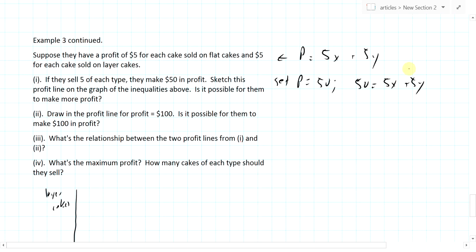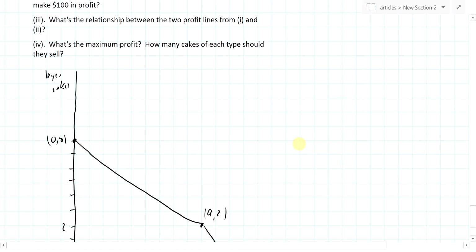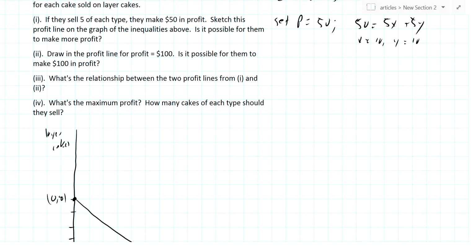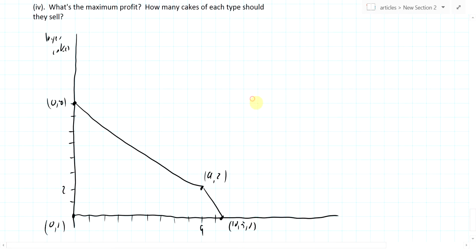So 50 equals 5x plus 5y. My x-intercept is 10. My y-intercept is 10. So let's do this one in red. My profit line will be x-intercept of 10, y-intercept of 10. And so this is profit equals $50.